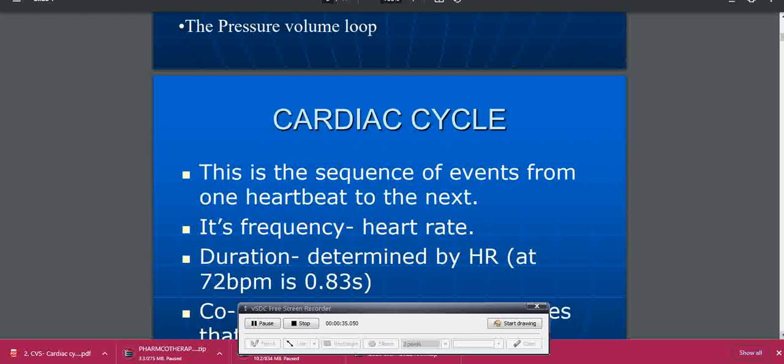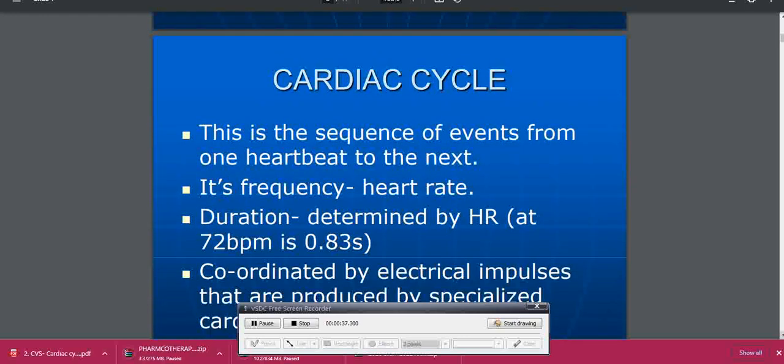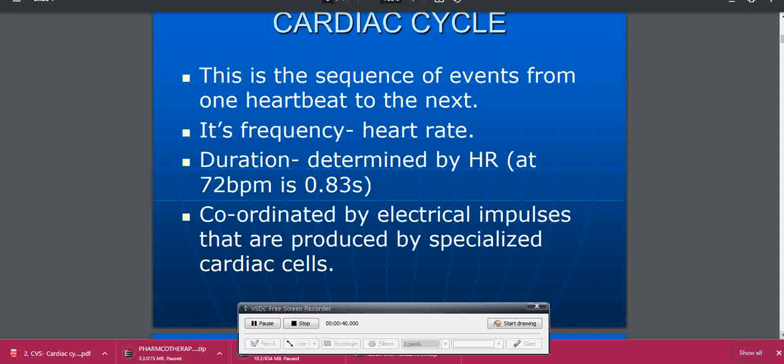So the first thing we're going to do is the cardiac cycle. The first thing you need to know is that this is the sequence of events from one heartbeat to the next. Its frequency is the heart rate, and its duration is determined by the heart rate. At 72 beats per minute, every cardiac cycle lasts 0.83 seconds. It's always coordinated by electrical impulses that are produced by specialized cardiac cells.